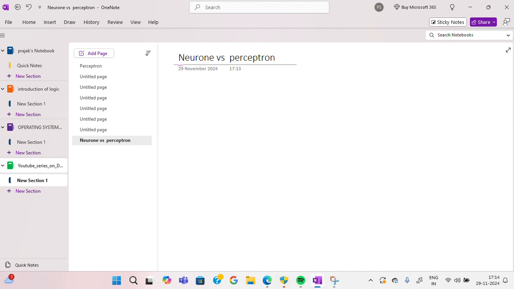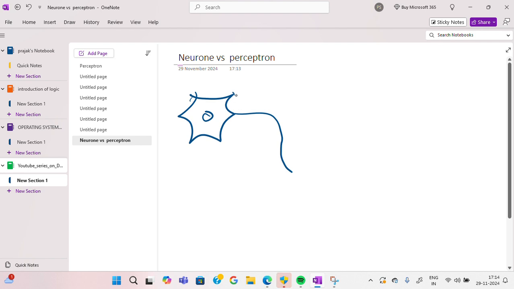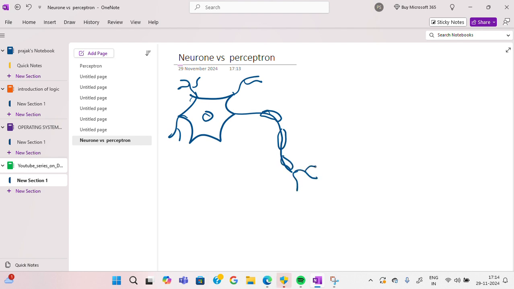So neuron versus perceptron. The neuron, we all know that's the normal simple architecture. This is the dendrite, the axon, there are some myelin sheath-like structures, and this is the structure, and these are the synapses.